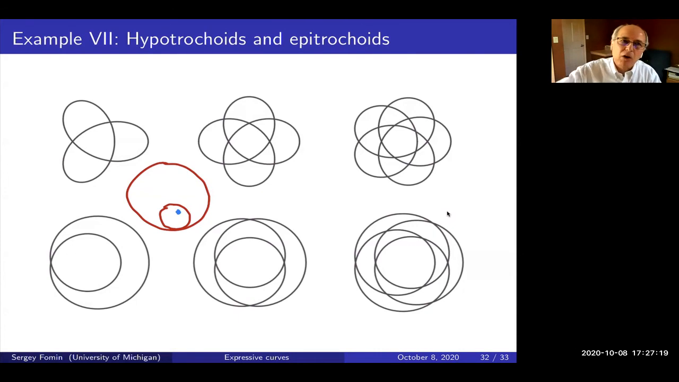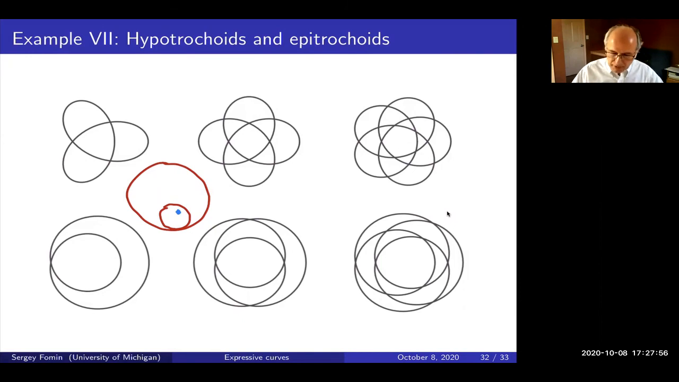If it is rotated on the inside, it's called a hypotrochoid. If it's rotated on the outside, it's called an epitrochoid, okay? Either way, if the ratio of these two radii satisfies some conditions that maximize the number of self-crossings of the resulting curve, then that curve will actually be expressive. And here you see the Limaçon as one example of such a curve.